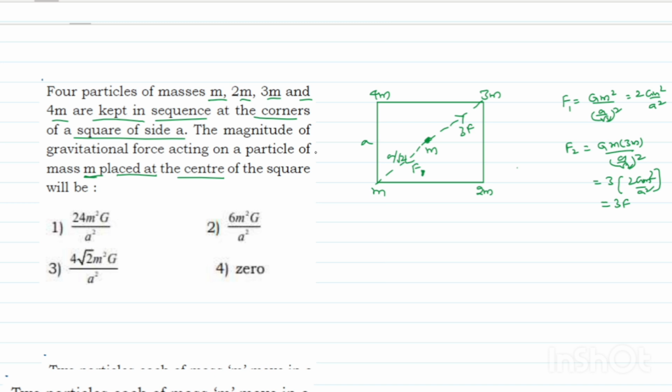In the same way, on this side it will be attracted by this one along this direction, and this force will be 2F, and on this side, whatever mass is present, the force will be 4F.